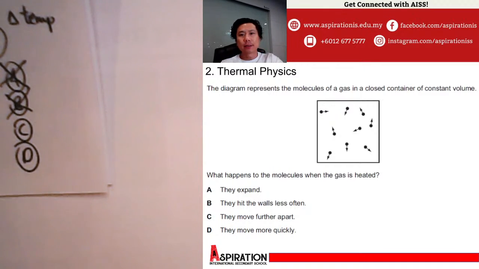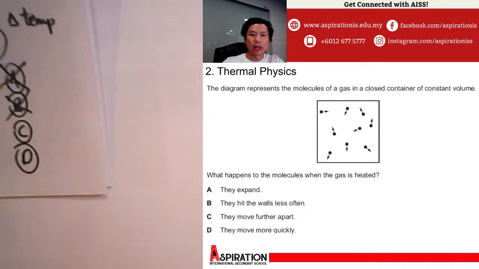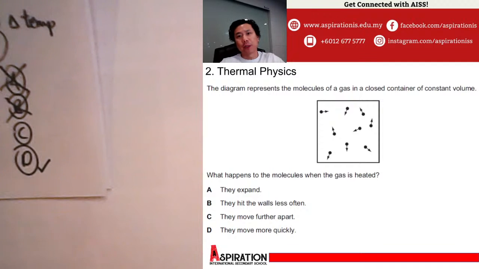So why is the answer not C? Can I have your reasons in the chat? Why is the answer not C? Let me look at your answers. Remember my question, why is the answer not C? I'm telling you that the answer is D for this question. So why is it not C? What is wrong with C?